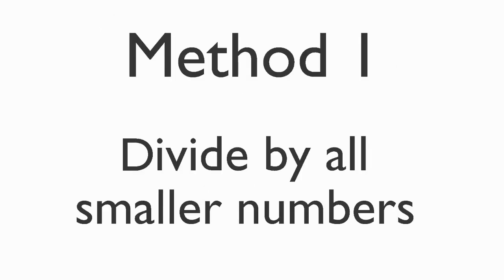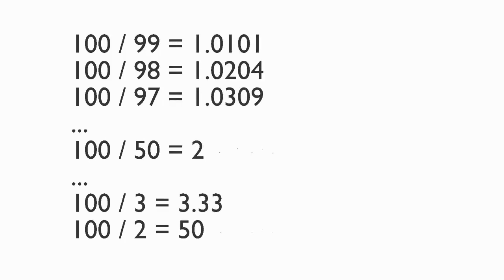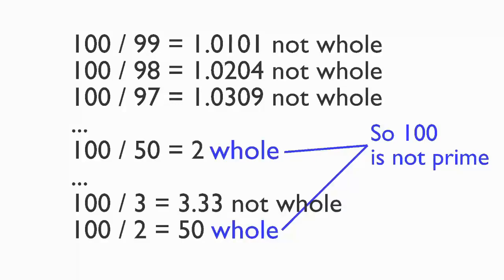Method 1. Divide by all smaller numbers. The way this method works is that you take a number and you divide it by all the whole numbers smaller than it down to the number 2. And what we want to see is if the answer of any of those divisions is a whole number.